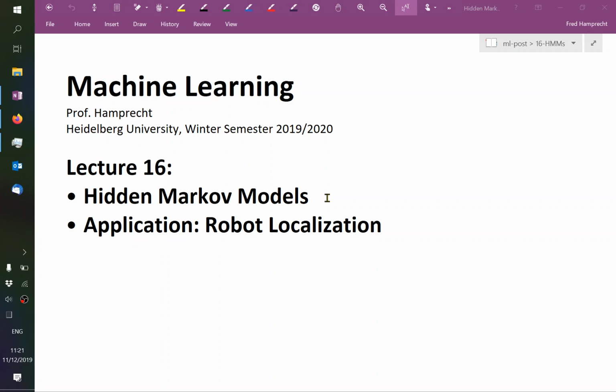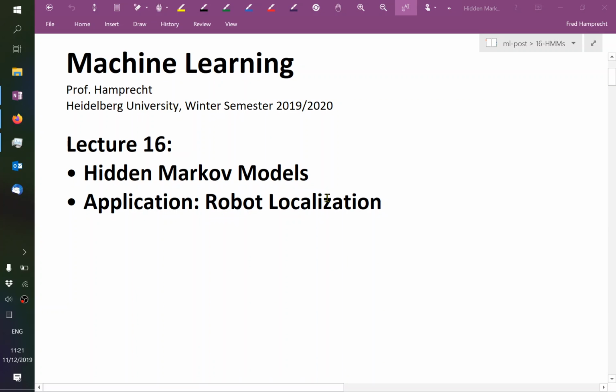And it is useful, for example, in robot localization and many other things. For many years, by the way, it was used for speech recognition quite successfully. But in that domain, it has been superseded by neural networks in the meantime.